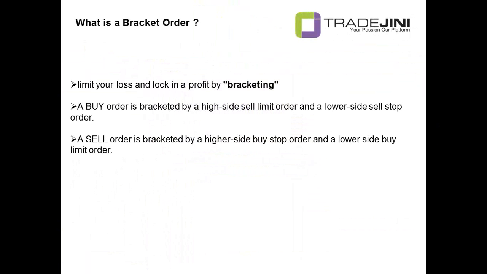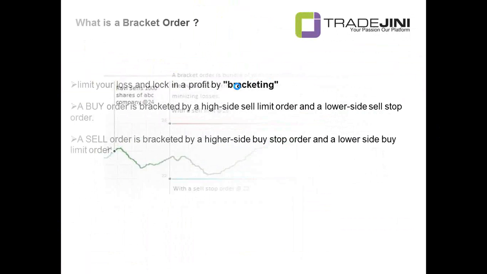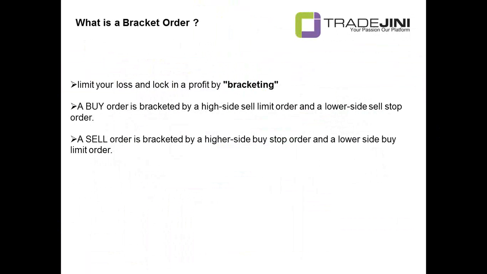In bracket order, we try to bracket something. In this we limit your loss and lock in your profit by bracketing it. Normally we have two kinds of order, a buy order or a sell order. A buy order is bracketed by a high side sell limit order and a low side sell stop order. A sell order is bracketed by a higher side buy stop order and a lower side buy limit order.